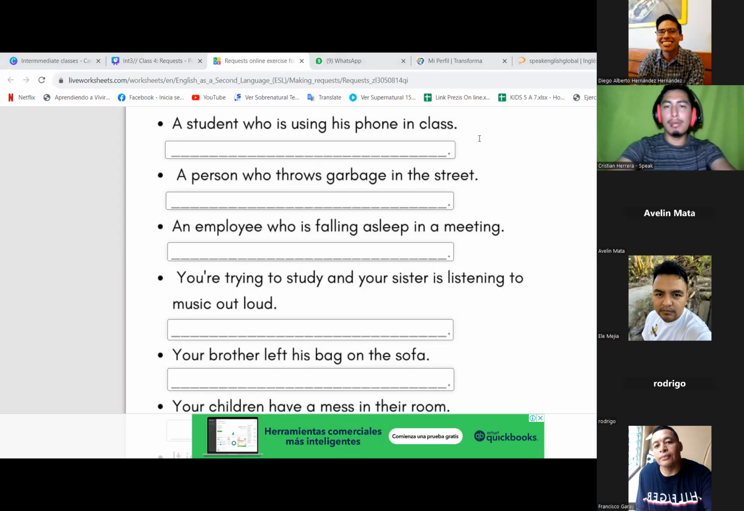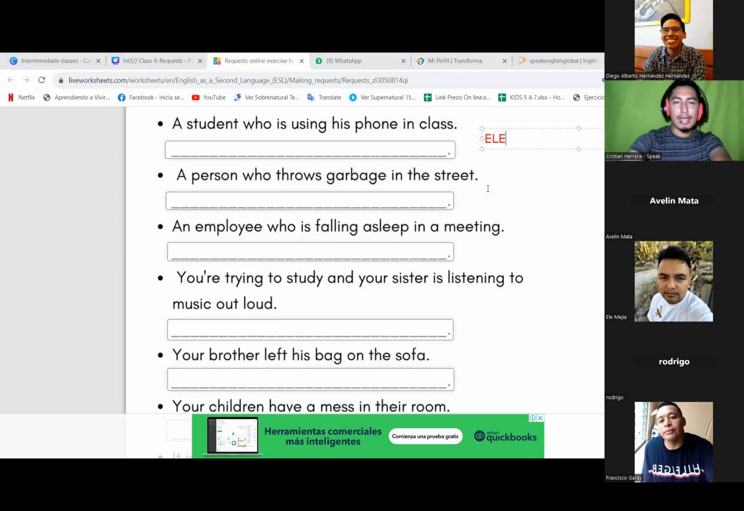The first situation is going to be for Ellen. Second situation, everybody, it's going to be for Evelyn. Third situation, it's going to be for Rodrigo. The next situation, number 4, is going to be for Diego. And number 5, not the last one because we still have 2 more, is going to be for Francisco. Okay, so everybody in this moment, think about one possible answer. What can you ask for, or what can you say to these people using would, could, or can, right? You have 1 minute, guys. Think about your answer.